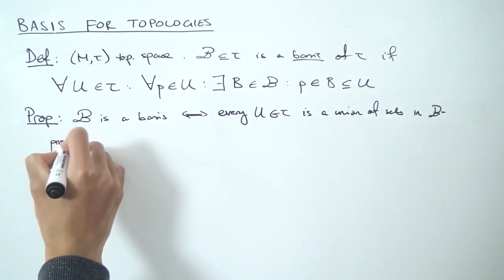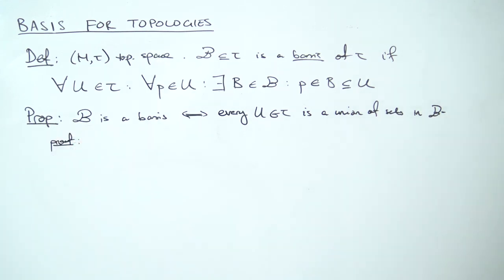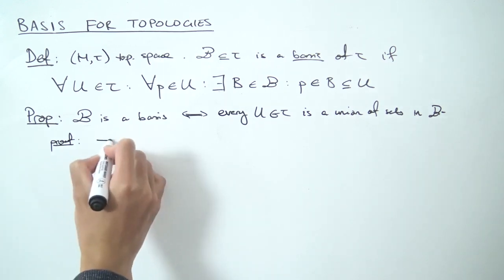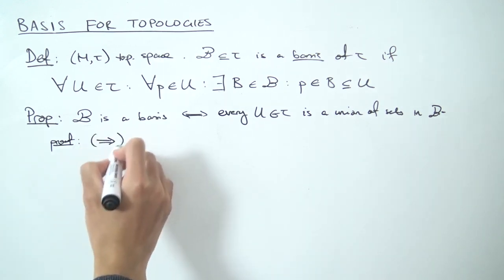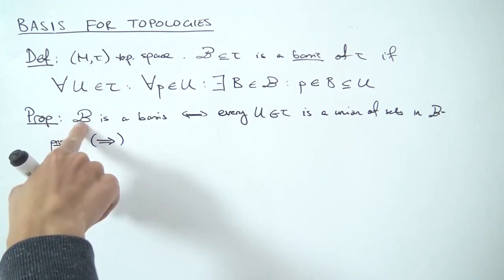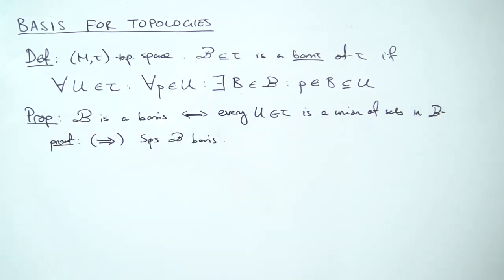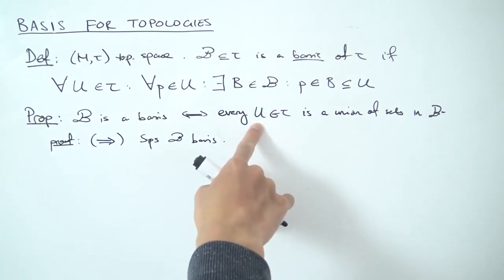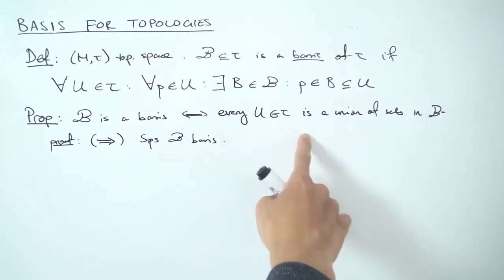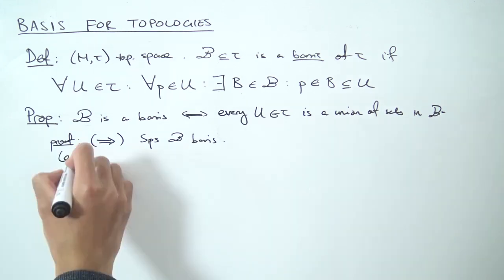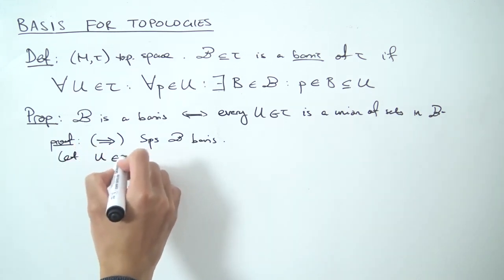Well, proof. This is an if and only if statement, so we kind of have to prove this two ways. We'll go in, let's say, the forward direction first. How does that look? Well, let's suppose the left-hand side is true. So suppose B is a basis. Now what do we want to do? If we pick any open set U in tau, we want to be able to write it as a union of sets in B. So we're going to pick some open set U in tau.